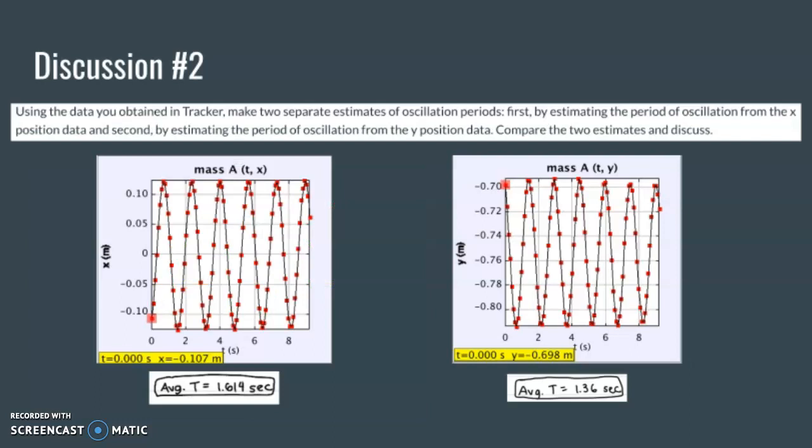The second discussion question asked us to compare the x-coordinate points with the y-coordinate points. The oscillation time for the x-coordinates was 1.614 seconds, and the oscillation time for the y-coordinates was equal to 1.36 seconds. The oscillation time for the y component is less than the x component because there are more forces acting on the y component, such as the spring and gravitational potential forces.